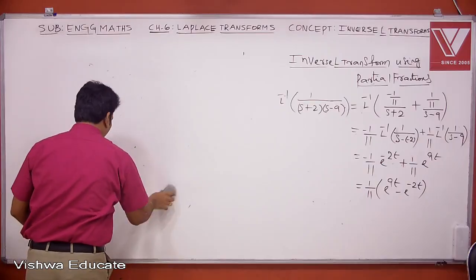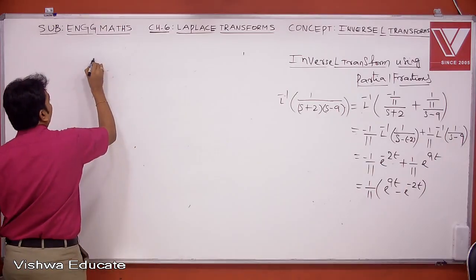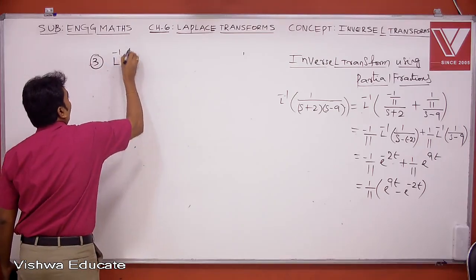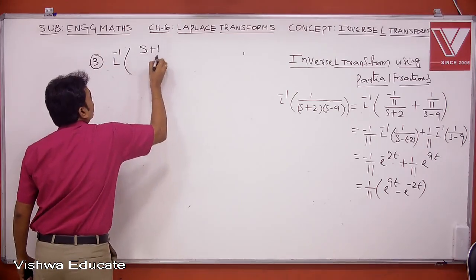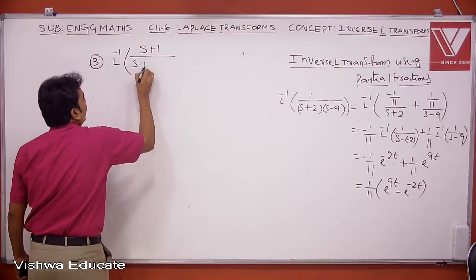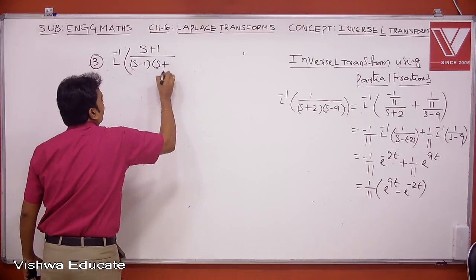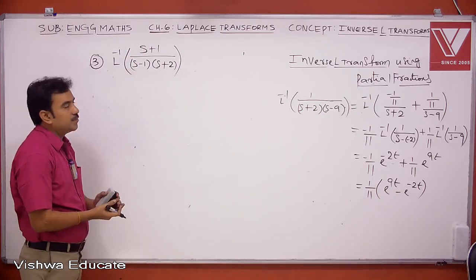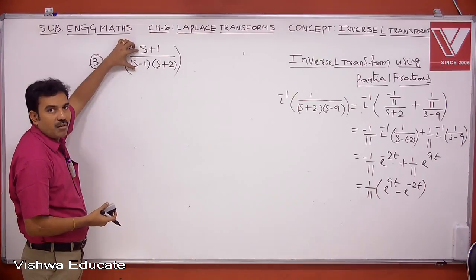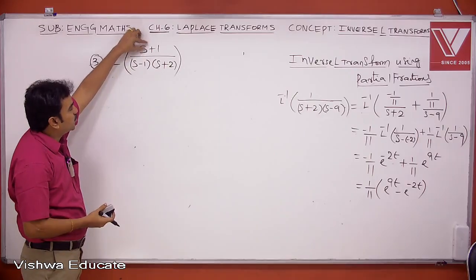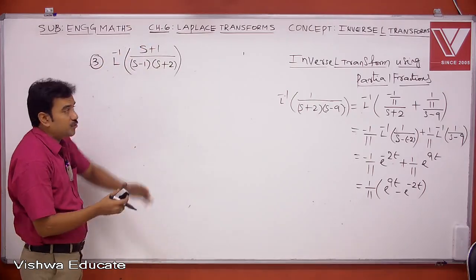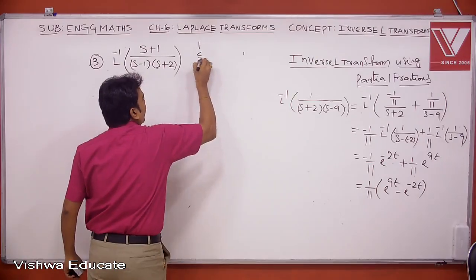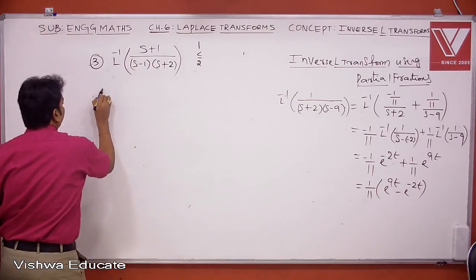Now we discuss one more example. Suppose I need to find inverse Laplace of s plus 1 divided by s minus 1 into, for example, s plus 2. I need to find inverse Laplace of this. Now here this is a rational expression. Here the power of s is 1, and the highest power of s in the denominator is 2. 1 is less than or equal to 2. So therefore this can be written like this.